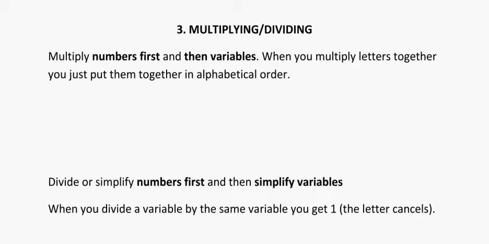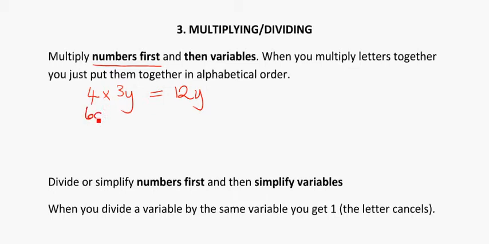So for example, 4 times 3y. Okay, so the rule is multiply numbers first. So just do 4 times 3, and you know that's 12. There's only one letter there, and so that just goes next to the 12. So the answer is 12y.